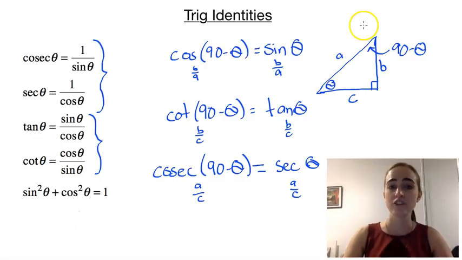All right, so that's just running you through what the identities are. In our next video we're going to have a look at how we can use them.